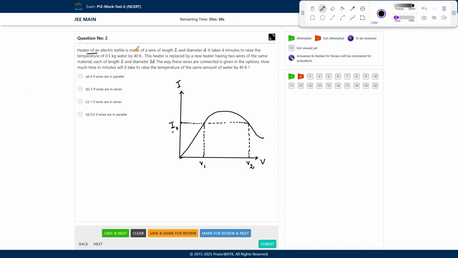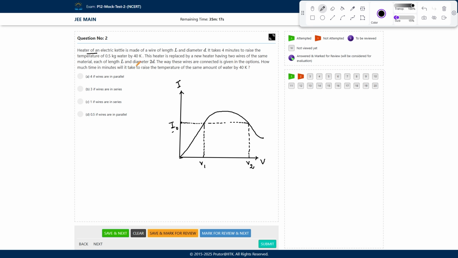The heater of an electrical kettle is made of a wire of length L and diameter D. It takes 4 minutes to raise the temperature of 0.5 kg water by 40 K. This heater is replaced by a new heater having two wires of the same material, each of length L and diameter 2D. The way these wires are connected is given in the options. How much time in minutes will it take to raise the temperature of the same amount of water by 40 Kelvin?